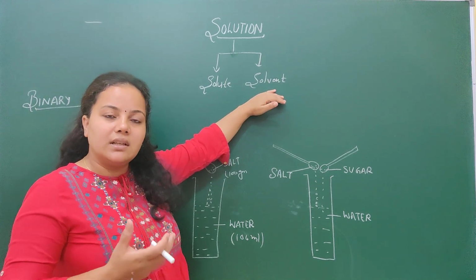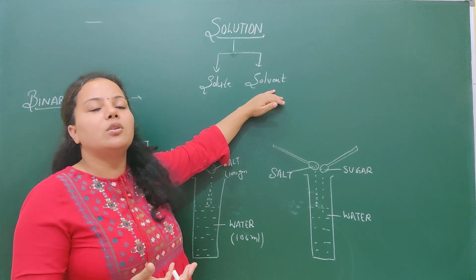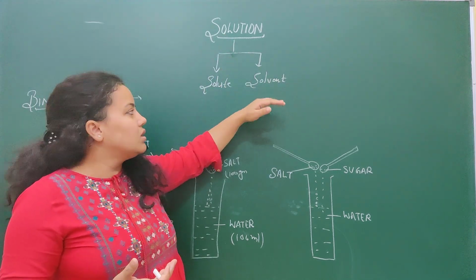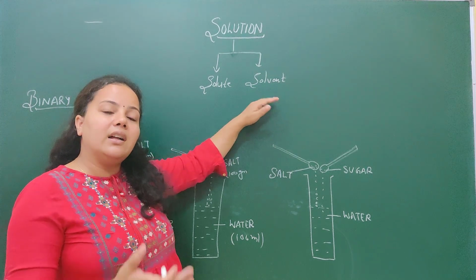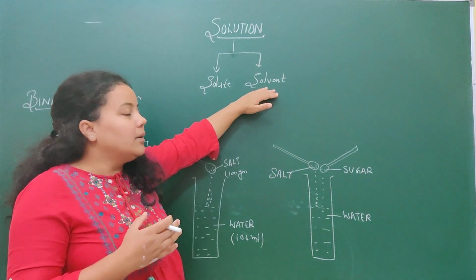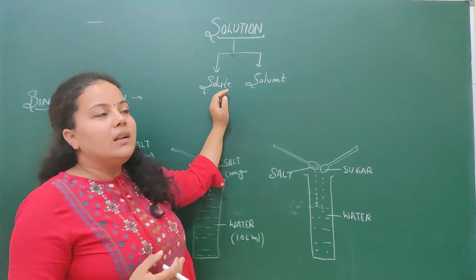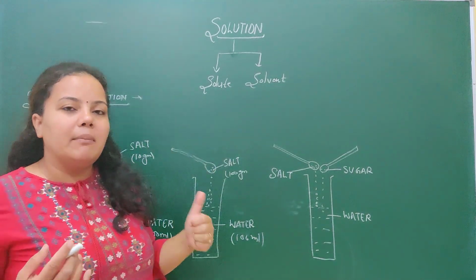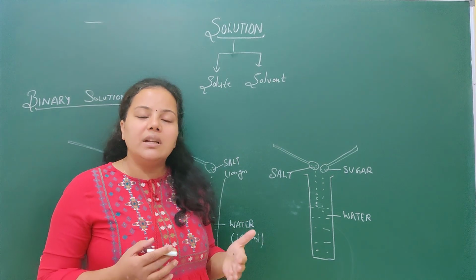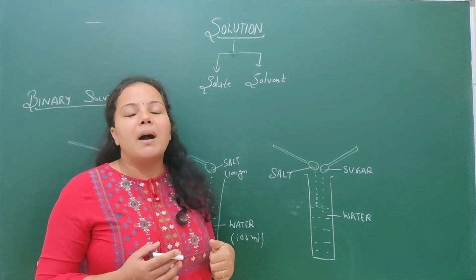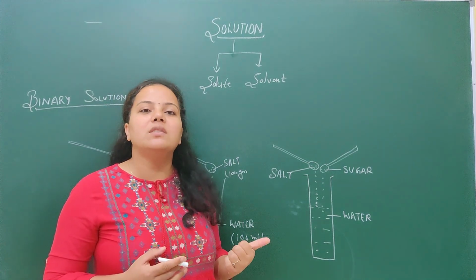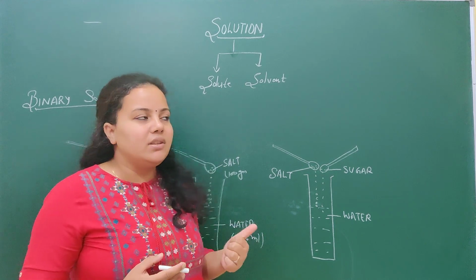The one which consists of the major part or major section of the solution is your solvent, and the other component, that is, except the solvent, whatever is present, we call it as solute. Now basically, what we have to study for class 12th, we will majorly be focusing on binary solution. Now what is the meaning of this binary solution? Let me teach you that.